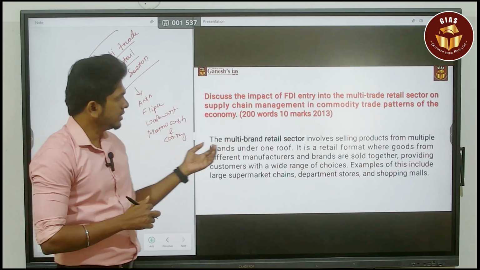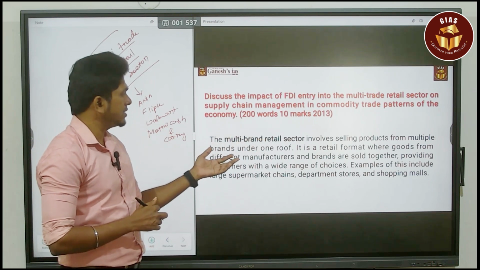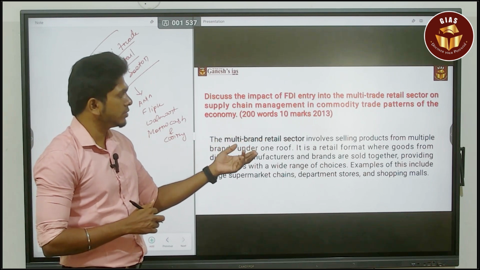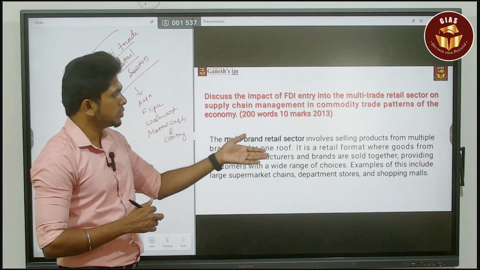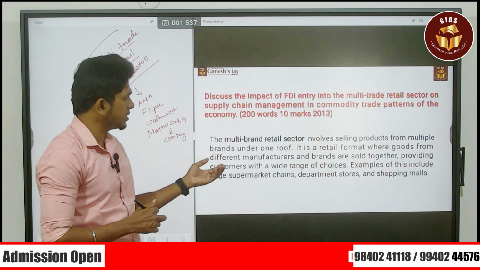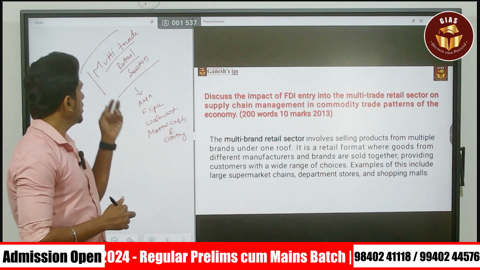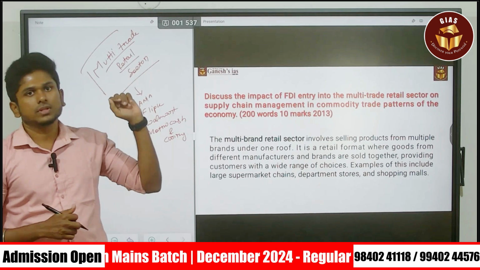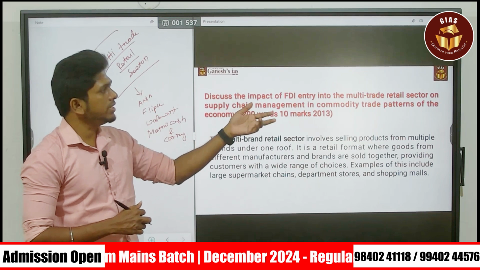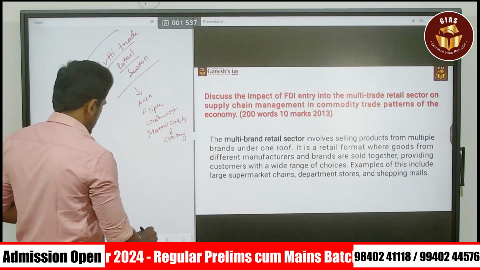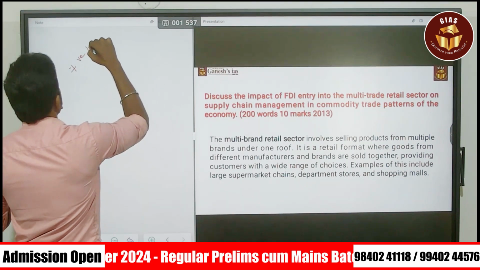The definition says it involves the selling of products from multiple brands under one roof. It is a retail format where goods from different manufacturers and brands are sold together, providing customers with a wide range of choice. So that is about the multi-trade retail sectors. The question is about the impact of the FDI entry into the multi-trade retail sector. So for the impact, first of all, you have to speak about the positive impacts.